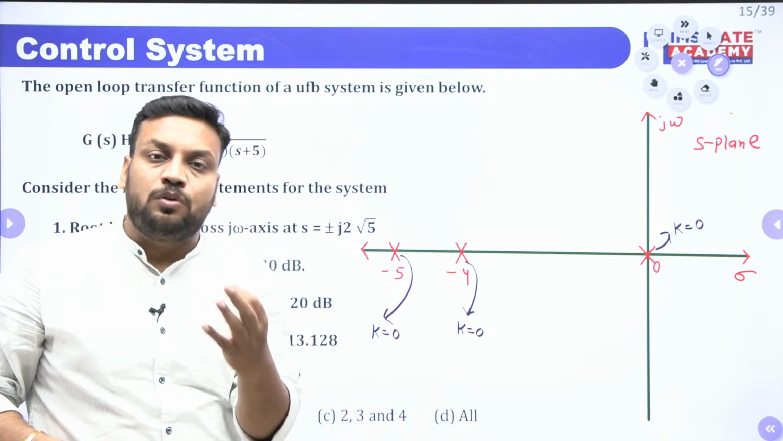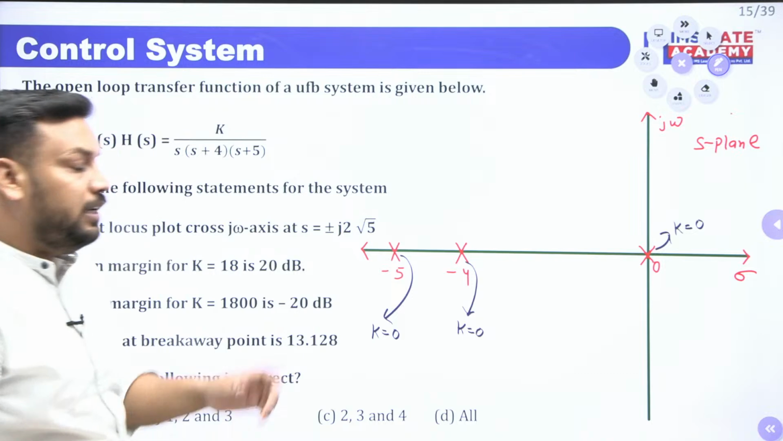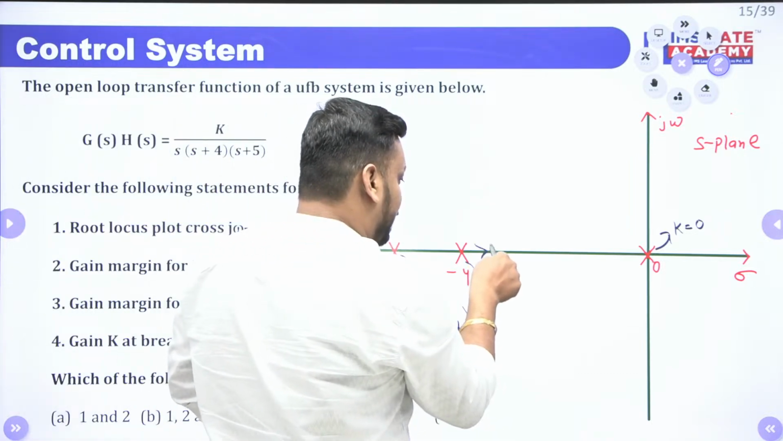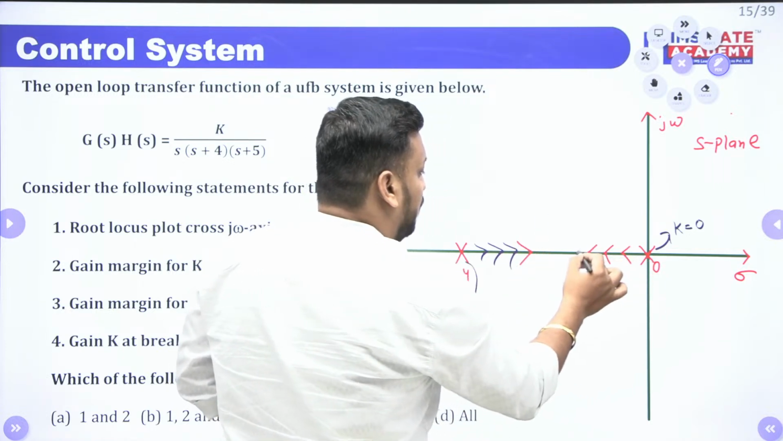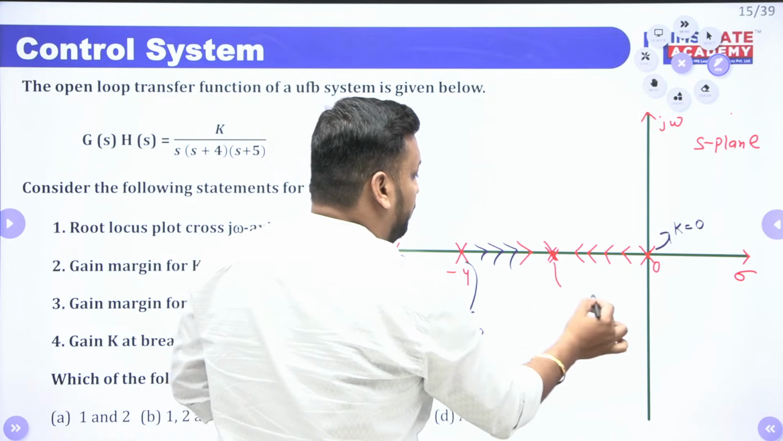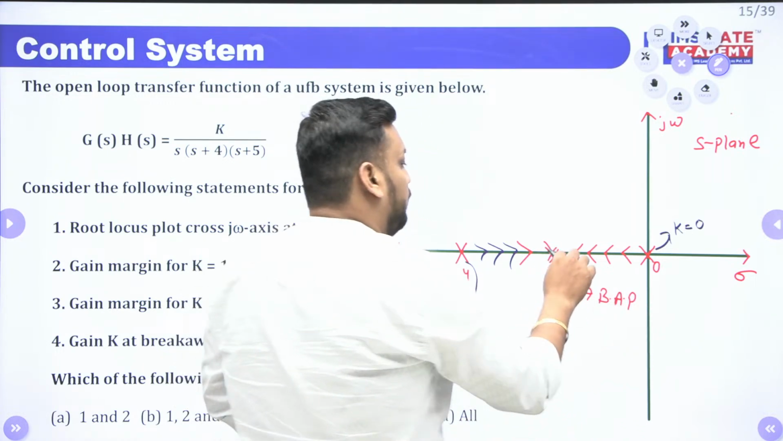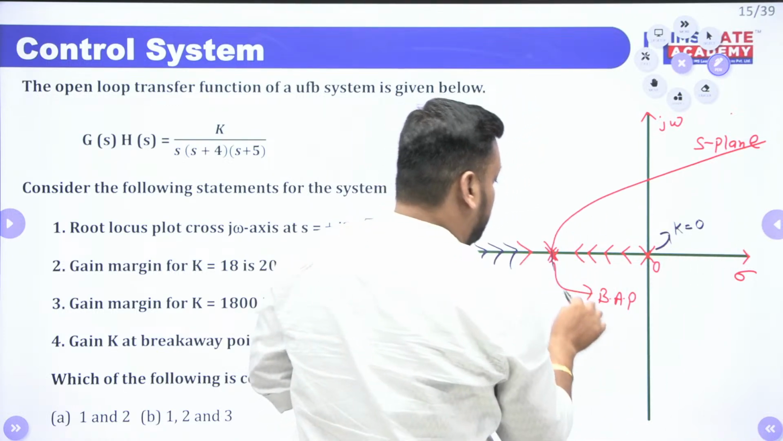3 angles of asymptotes, and the angles of asymptotes will be 60, 180 and 300. So definitely one pole will travel like this. One pole will travel like this. The other pole should travel like this. And here we can say that somewhere there is a breakaway point, BAP. After the breakaway point, the root locus will follow the angle of asymptote line.